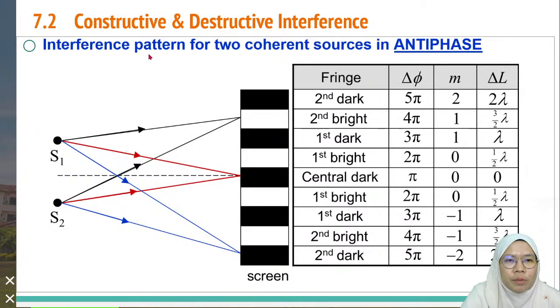Okay, so interference pattern for two coherent sources in anti-phase. For anti-phase, the central starts with dark. So we say that we can get a destructive interference when the difference is equal to m lambda. So 0 lambda, 1 lambda, 2 lambda. For bright, a difference of m plus half lambda. So this one is 1 plus half lambda, 2 plus half lambda. We will get dark region. Okay, sorry, bright region. It's quite confusing, right?